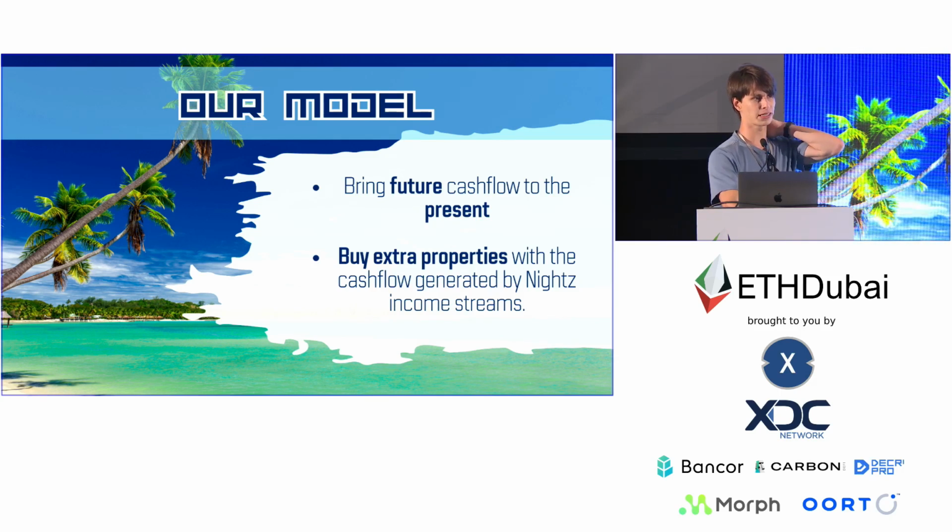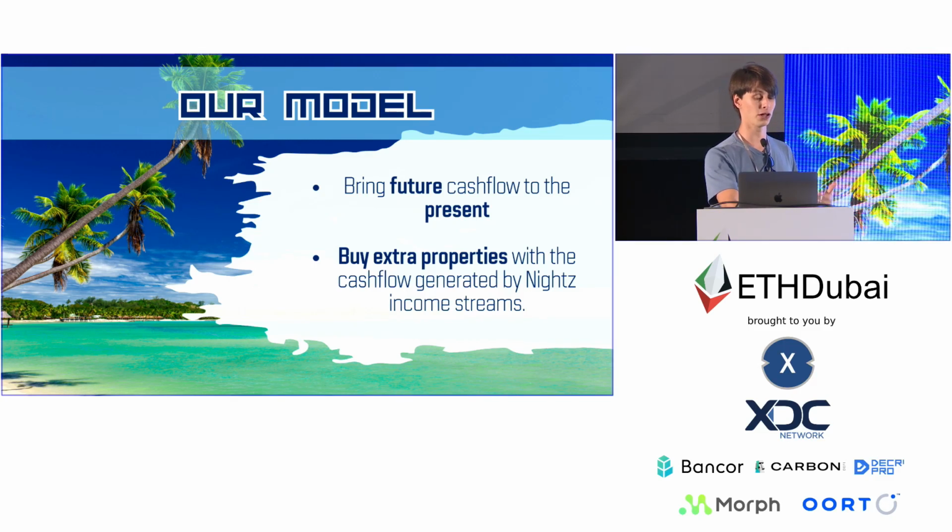Our model brings cash flow to the present because with Airbnb, you put your property up and make some money, but you don't know when the next guest is going to come, or if they're going to come. Here, you can sell nights into the future, you can sell 1 year of nights, 2 years of nights, bring all that cash flow to the present, and you just wait for the guests to come.